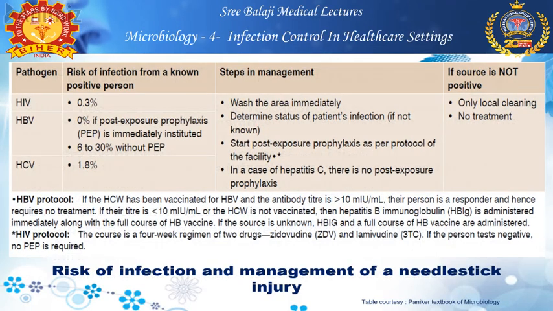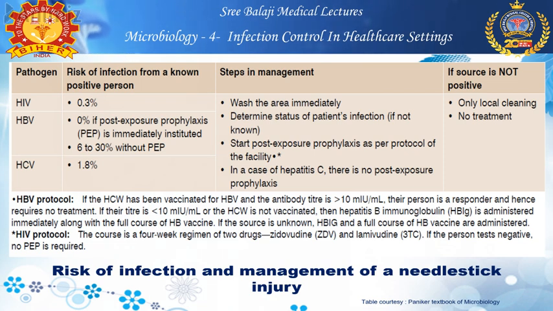As I said earlier, this is a table showing the risk of transmission for hepatitis C, B and HIV. As I told earlier, it is around 1.8% for HCV and 0.3% for HIV, and for hepatitis B virus it's 6 to 30% without any post-exposure prophylaxis.